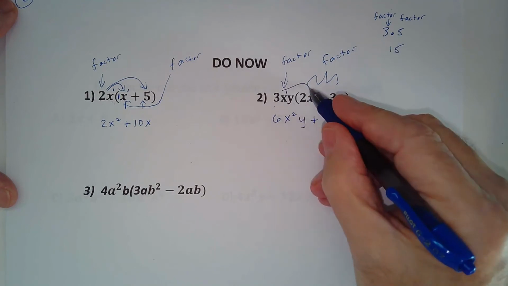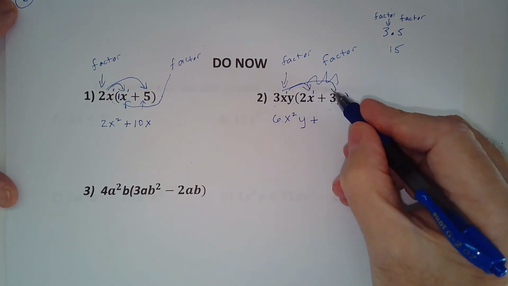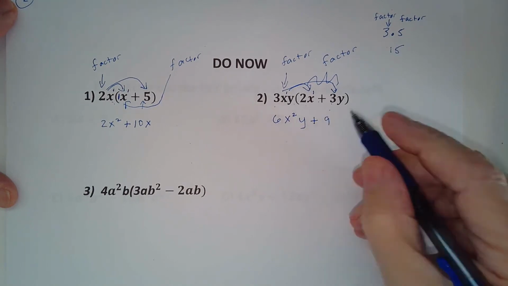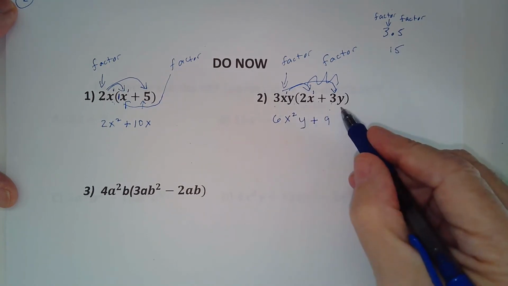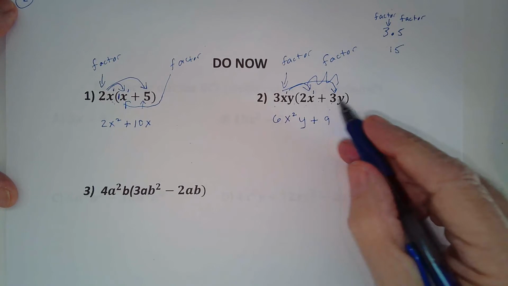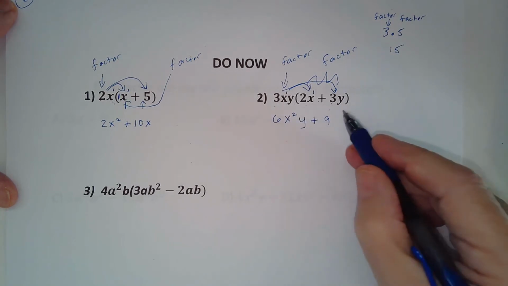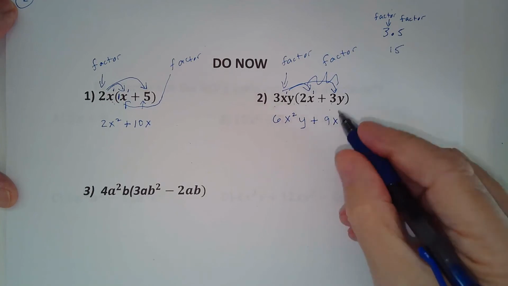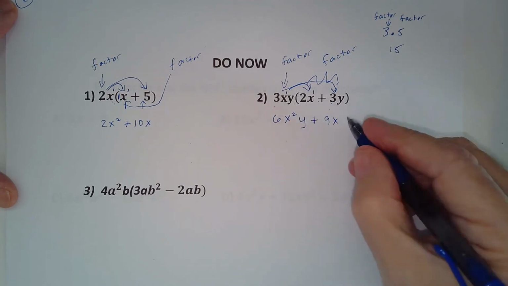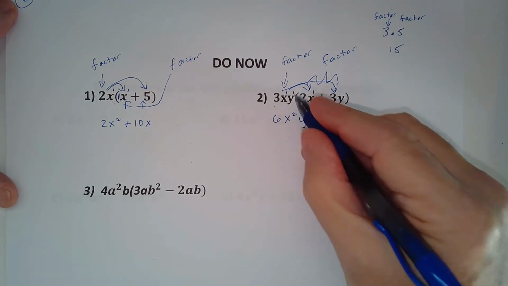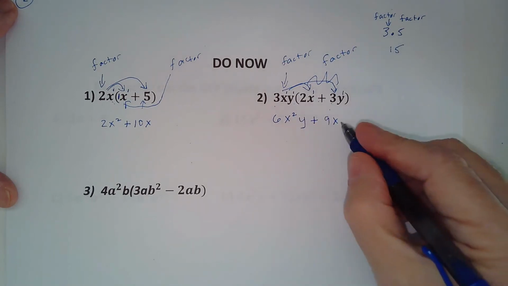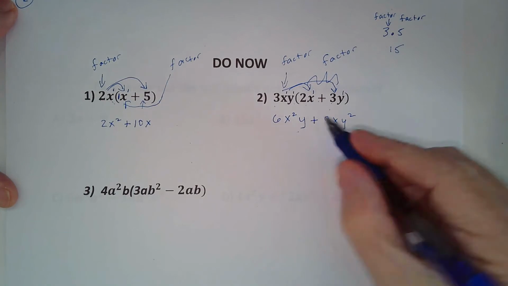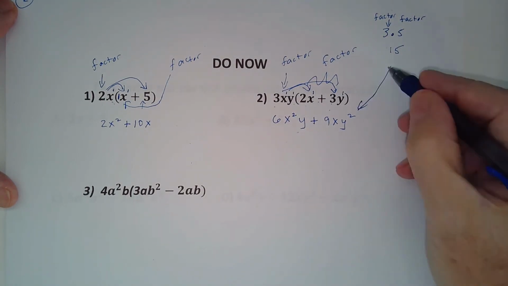Let me do my little distribution arrows. 3 times 3 is 9. Then x times, there's no x's over here, so that x just comes along for the ride. And then I've got y times y. That's y to the 1 and y to the 1, so that's y to the 1 plus 1, or y squared. So this basically is the same as this.